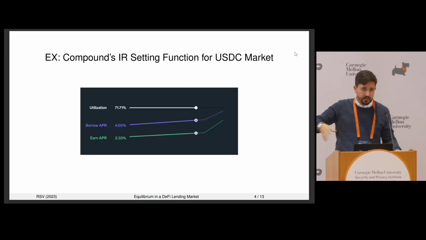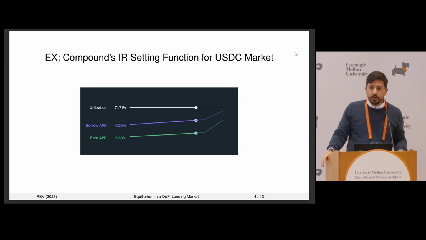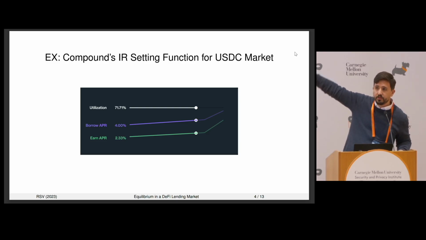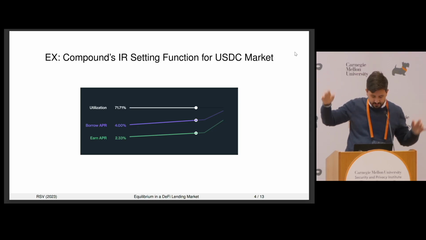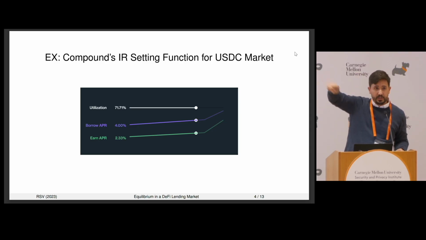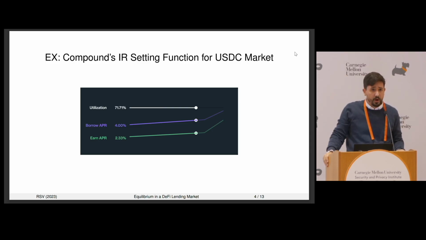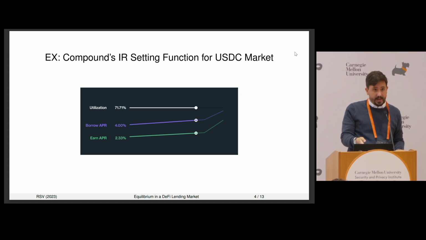If you go to any of these large platforms like Aave or Compound, you'll be able to find these curves for each market. You have the x-axis above, I don't know why they do it that way, and that's utilization. And then you can see how the borrower annualized interest rate evolves as a function of utilization. So it's increasing, there's a little kink. At this snapshot, the utilization was 71%. That amounts to an annualized borrower interest rate of 4%, and the pass-through to the lender is 2.33%.